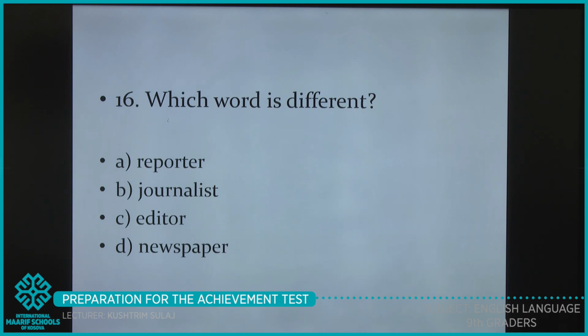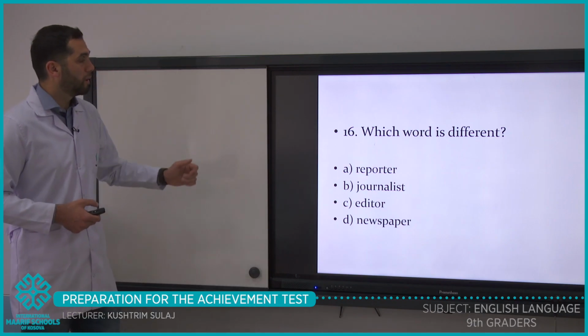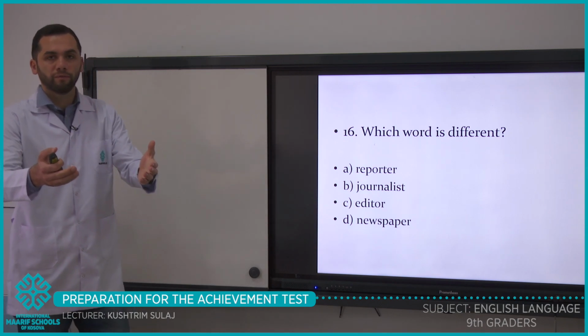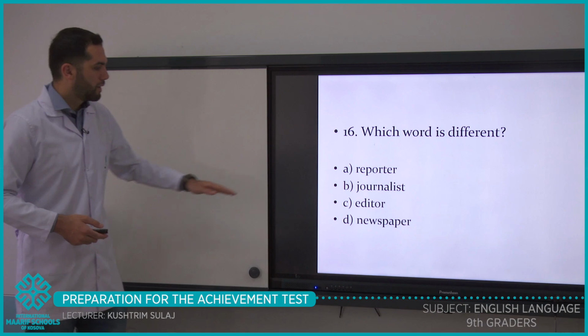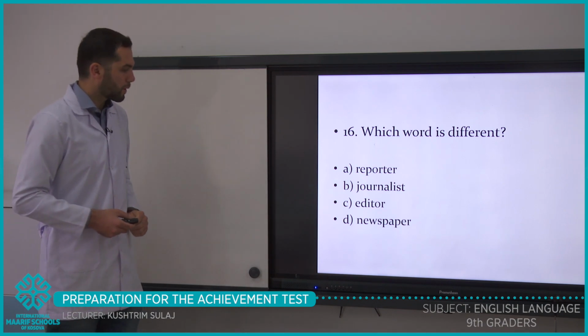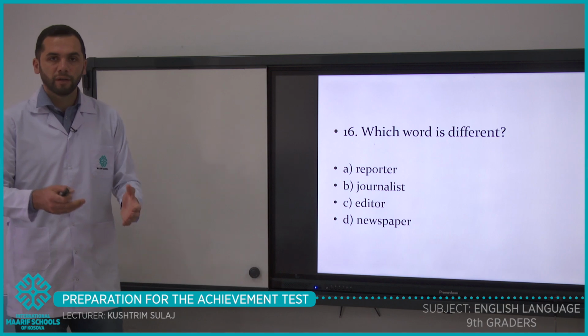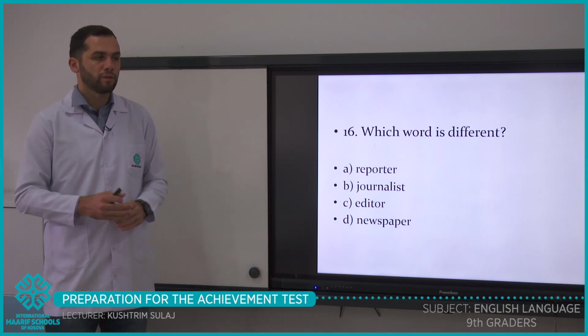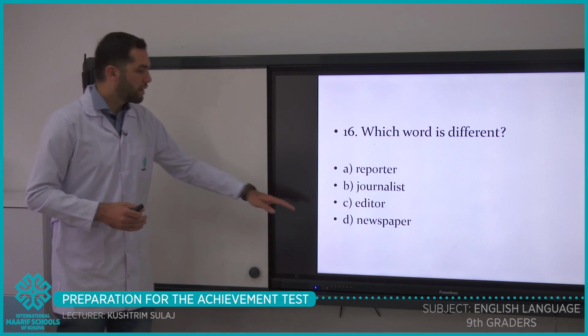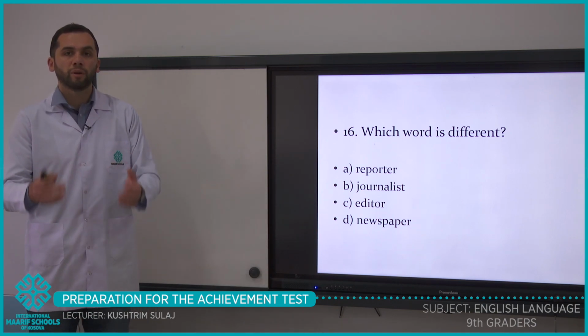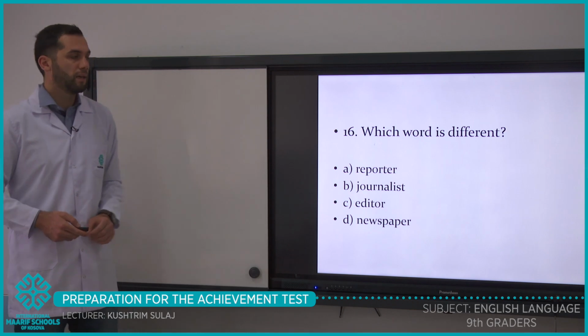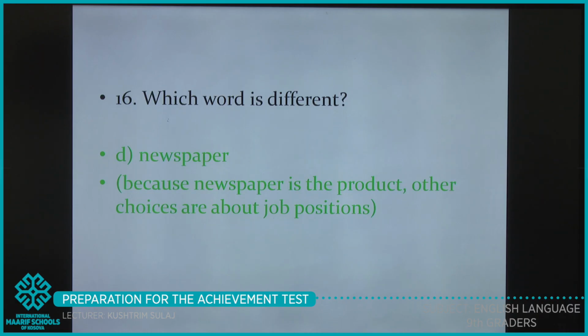We have the reporter, journalist, editor, and newspaper. The reporter and journalist are similar to each other because their duty or their job is to report in front of the media or audience. The editor is the person who controls and confirms the news, whether it's fake news or valid news. And then the newspaper actually is the product that these people make at the end of the day. As I said, the newspaper is the product. Other choices are about job positions.